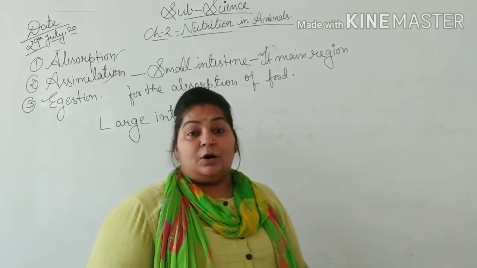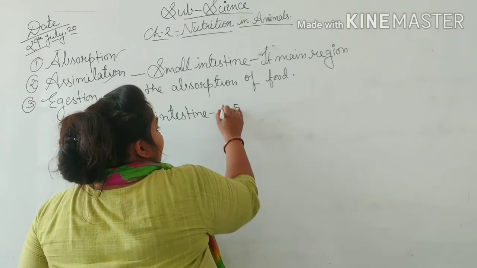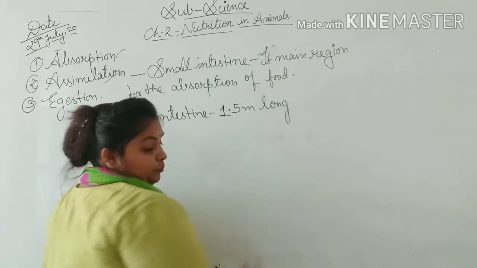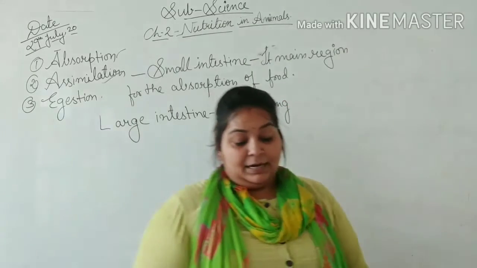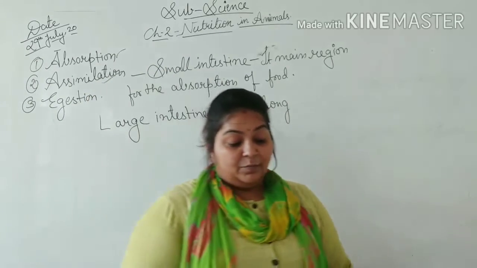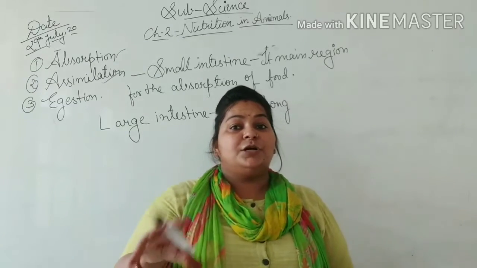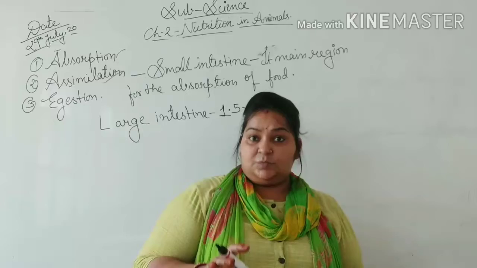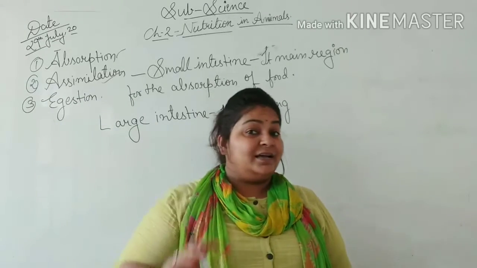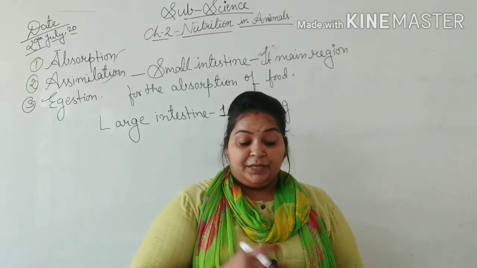The large intestine is about 1.5 meters long in our body. The undigested food that we call the waste of our body moves through the small intestine. Whatever nutrients are absorbed by the small intestine are used up by the body, but the remaining undigested food, which we call waste, just moves into the large intestine.